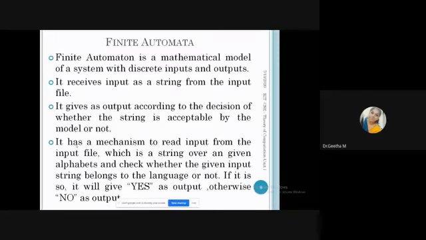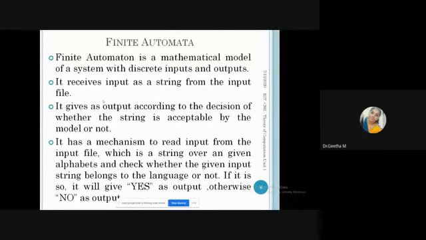Now come to the important part in TOC. Our basic model in TOC is finite automata. I already told you that the theory of computation consists only of mathematical models, so the first mathematical model we are going to see is finite automata. So what is this finite automata? This is the concept I'm explaining now.